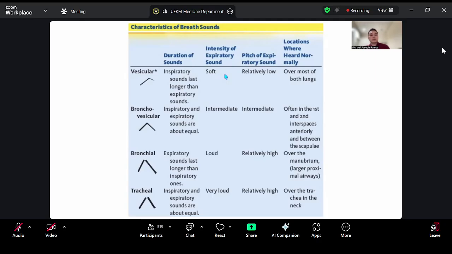Bronchial breath sounds come from the tracheobronchial tree or from the larger proximal airways and is best heard over your manubrium. The broncho-vesicular sounds are the transition between the vesicular and the bronchial breath sounds and is best heard on the first and second intercostal space and between the scapula, while your vesicular sounds are heard all over the lung fields.